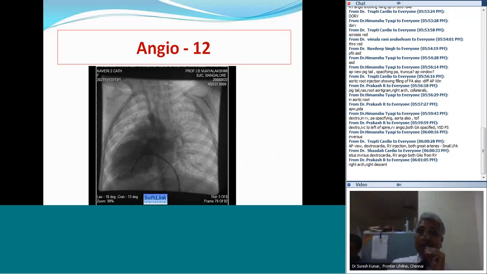Yes, Himanshu. It's an LA view. It's an LPA stenosis post-op. And what is the usual post-op? Tetralogy. Yes. The procedure that you are likely to do is less likely to be a balloon dilatation. You are more likely to do a stent. Of course, it's not a severe stenosis.